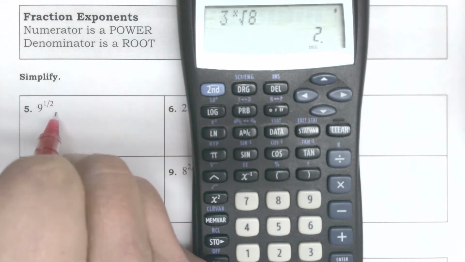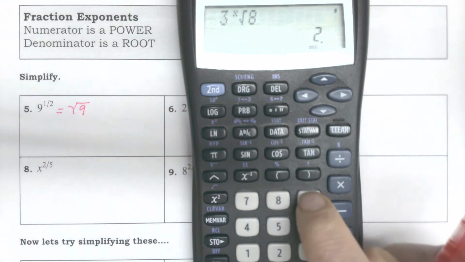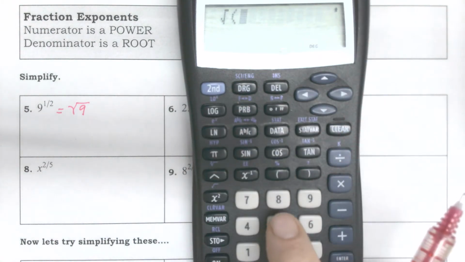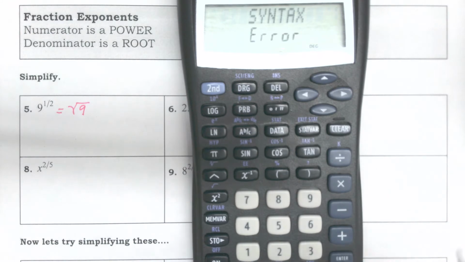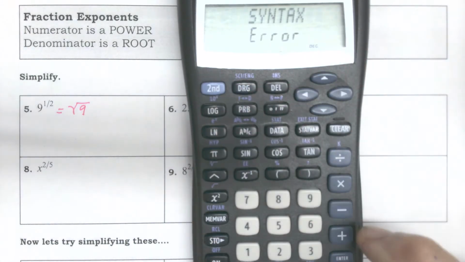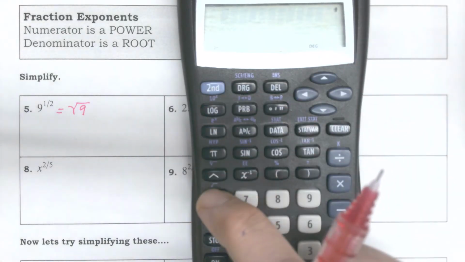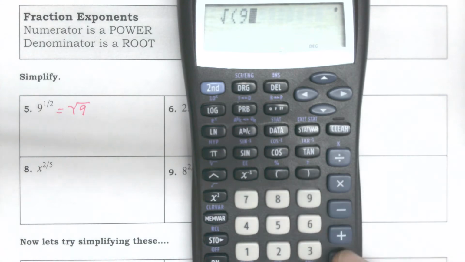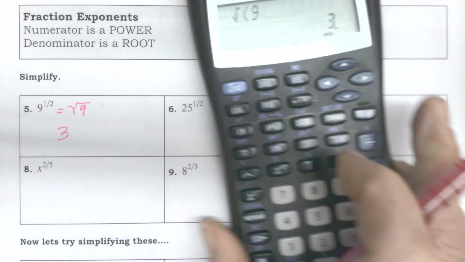9 to the 1/2 is the same as the square root of 9, so I just do the square root. I use my square root key, it's above my squared, of 9, and I can get my answer. Oops, let's try that again. Second square root of 9, and then I get my answer. It looks like I did plug it. So this one is 3.